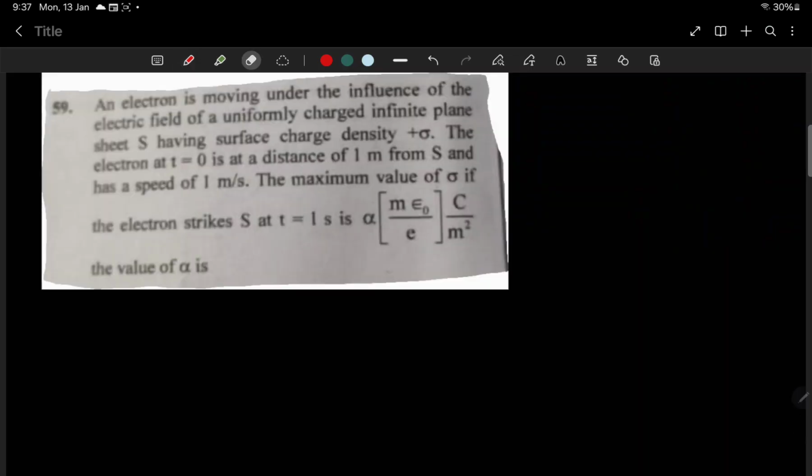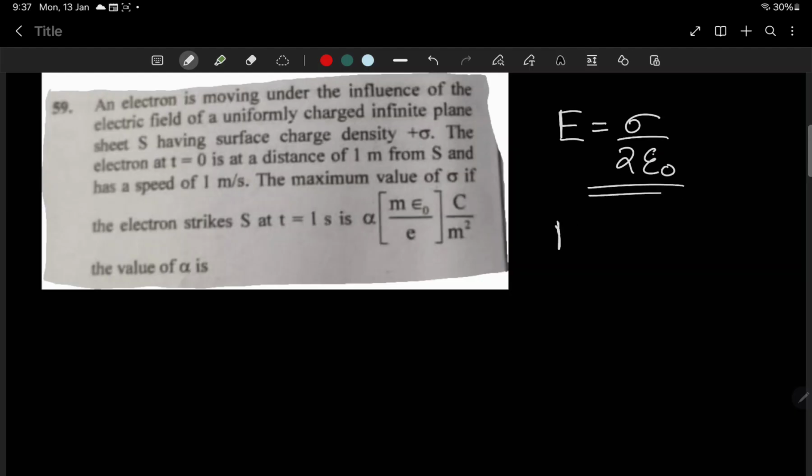Yes, this is the next question. It's a question from the electrostatics chapter. An electron is moving under the influence of the electric field of a uniformly charged infinite plate sheet S having a surface charge density sigma. You know that electric field due to an infinite charged thin plate is sigma by 2 epsilon 0. First thing we need is this.